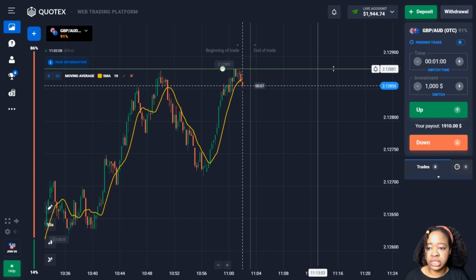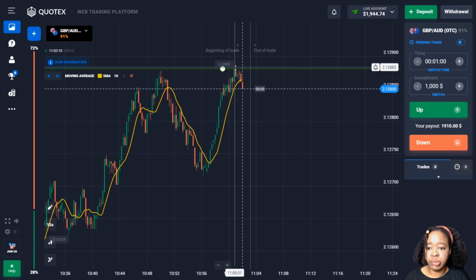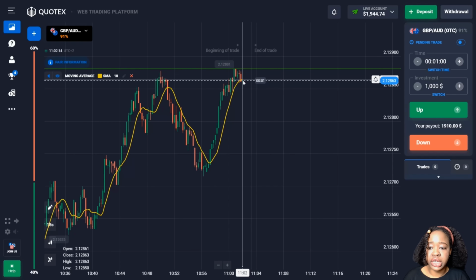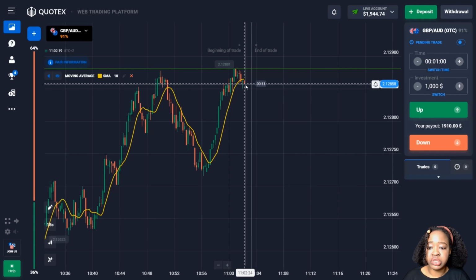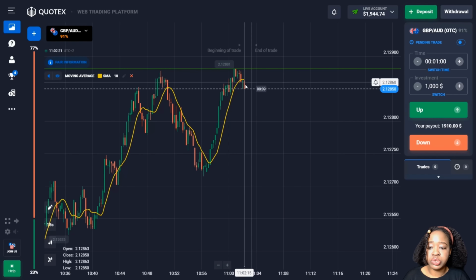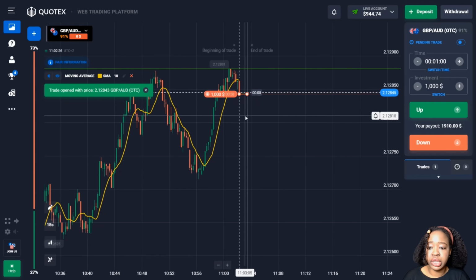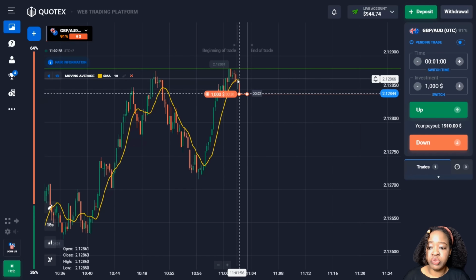So here I can see the resistance level at the top. I can also notice the price approach this level and there are red candlesticks appearing. So I understand from the resistance level the price bounced and is moving lower, and also the price is starting to cross the moving average from top to bottom. Here I'm going to open a downward trade for 1 minute.